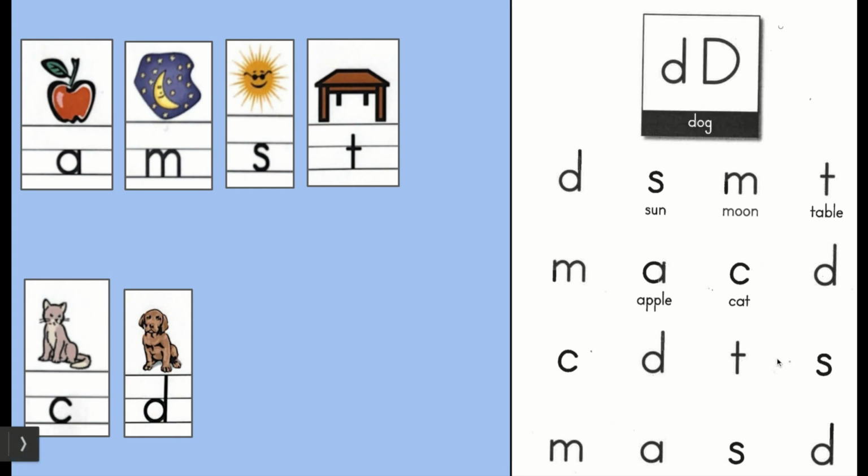This letter. T like table. Next letter. S like sun. What about this letter? A like apple.